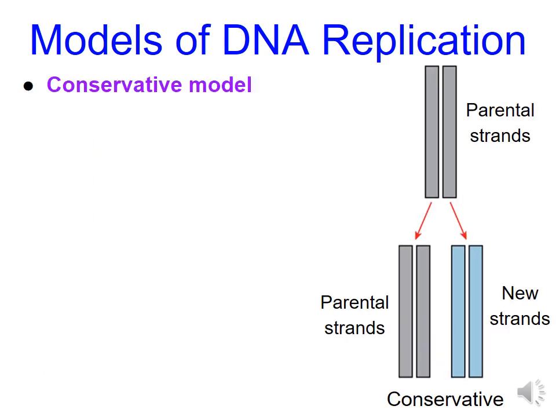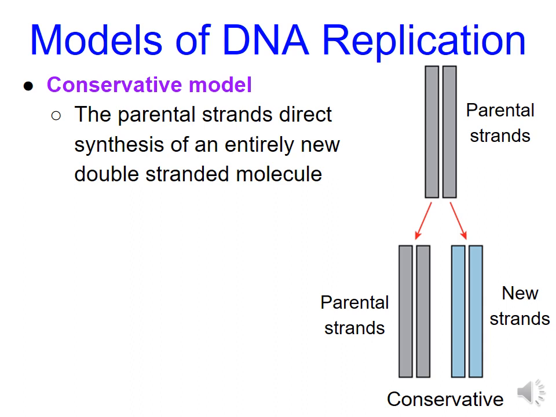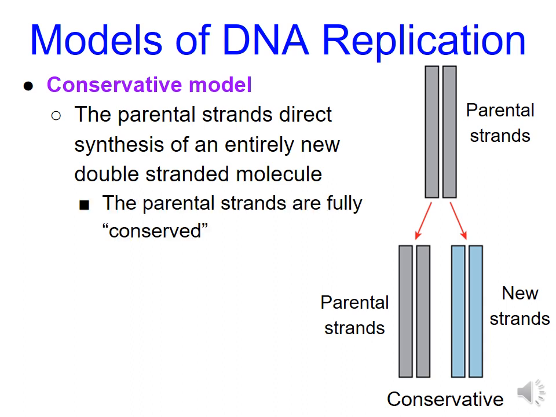Okay, so let's look in a little more detail at the conservative model, where we have our parental strand, the one we start with, and we end up with the parental strand and a new strand that's supposed to match it. So the idea is that the parental strand will direct the synthesis of an entirely new double-stranded molecule. The parental is the pattern, but we make a whole new one. So the parental strands are fully conserved. That's where the name conservative model comes from.